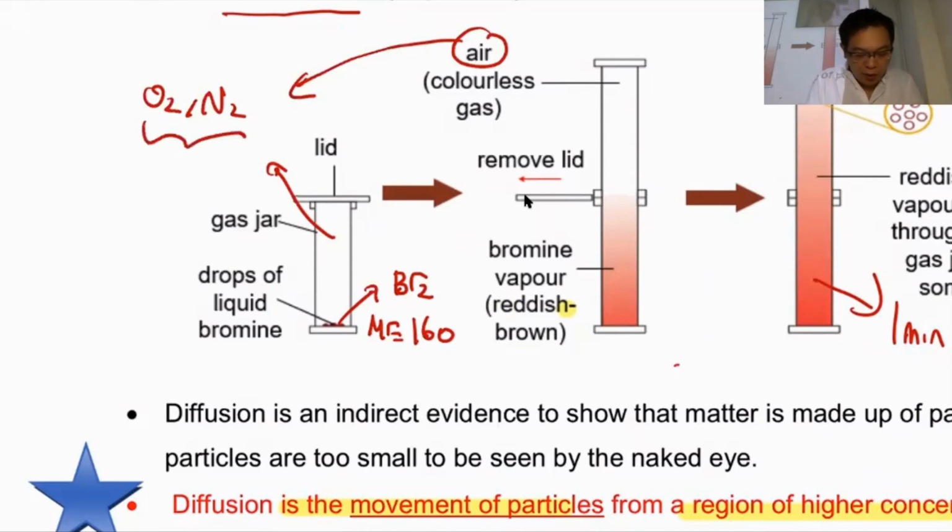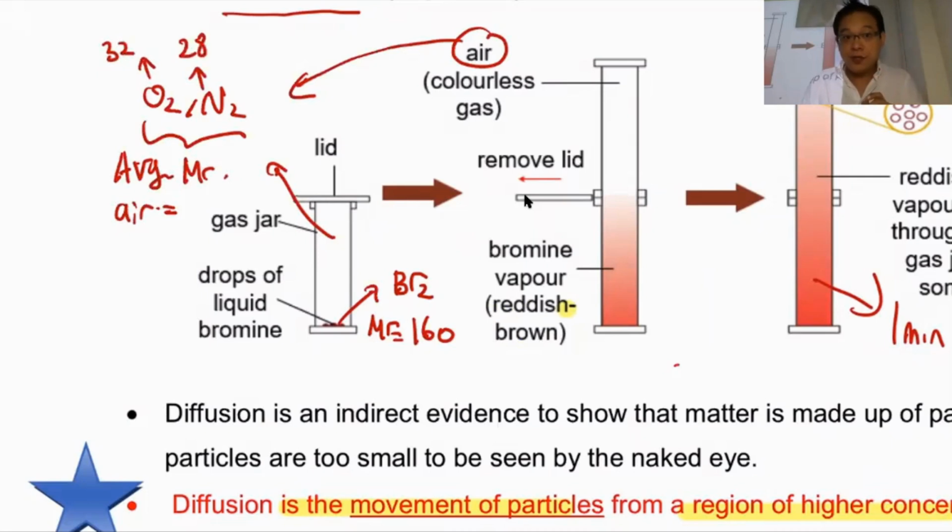So what is the average molecular weight of air? Like I said, it's approximate. Your Mr of oxygen is 32. Your N2 is about 28. So it's an average of these two. Now, we are aware that the percentages of O2 and N2 are different, but if you take the average of them, approximately, it's about 30.